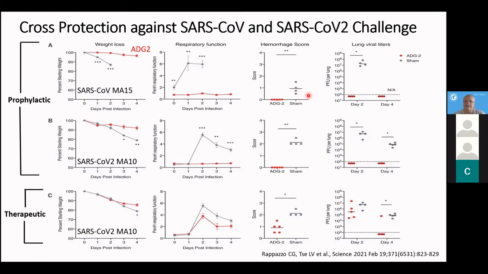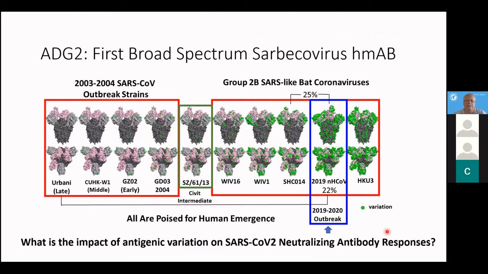You have complete protection against lung congestion under prophylactic conditions, and reduced protection therapeutically. And you have protection against virus replication, both prophylactically and with significant reductions, especially at day 4 therapeutically. So the antibody also works in vivo.